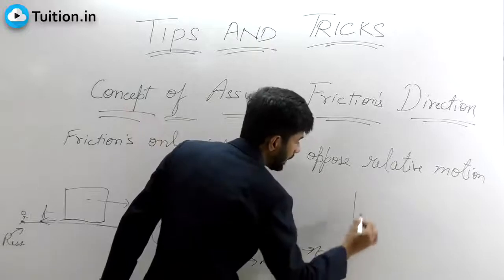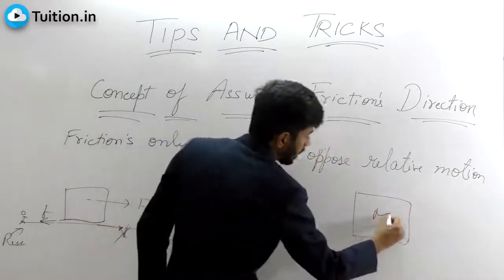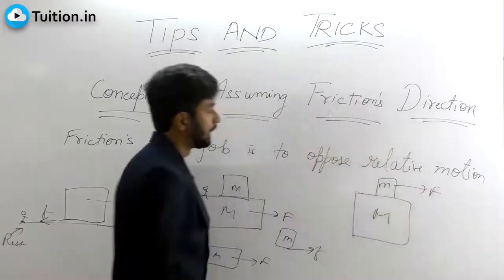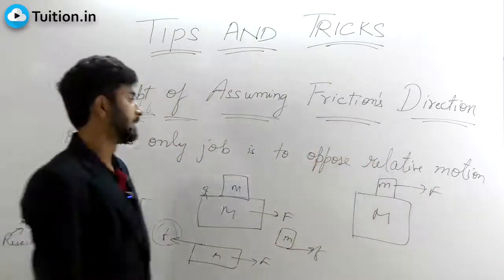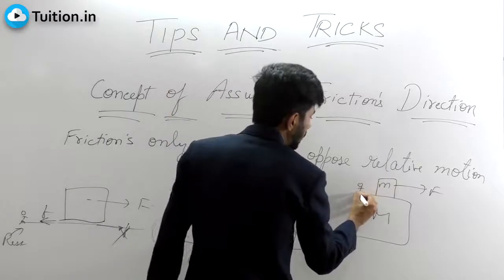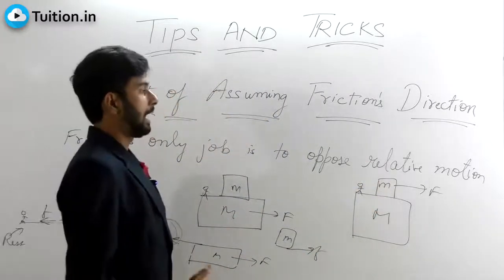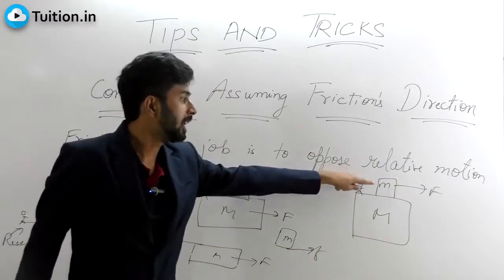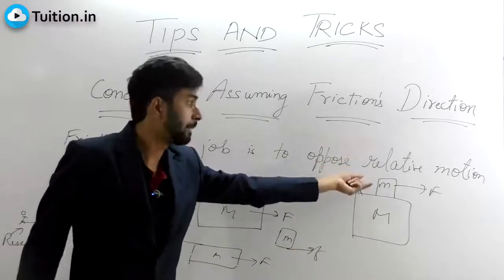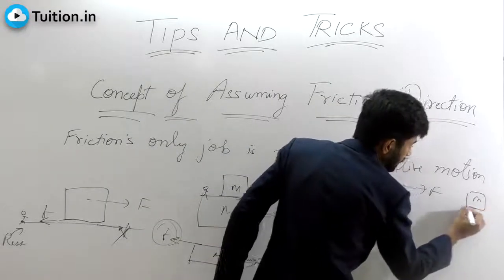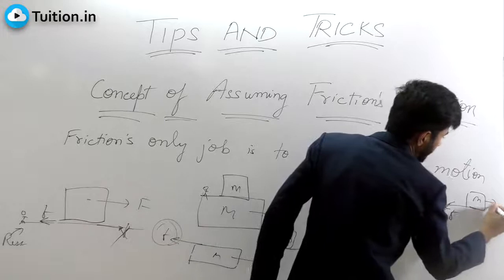What happens if I take another case? I have a block of mass M and small m here, and if I apply force on this block, how will the directions of friction be? If I stand on capital M, how will small m appear to move with respect to capital M? Some force is being applied on small m, so it will look as if it's moving in that direction. That's why on small m your friction is in this direction, and capital F here.